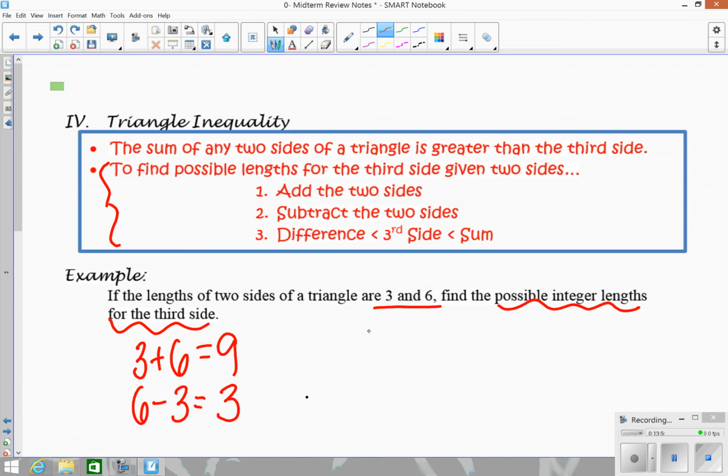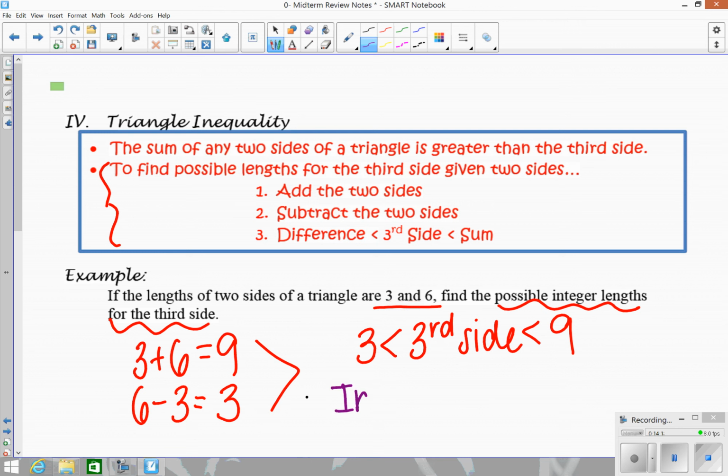That means that the third side has to be greater than 3, but less than 9. That's what this is saying. So using that, I make that conclusion. The third side is in between 3 and 9, greater than 3 but less than 9. So if I want the integer values, that means the whole numbers.